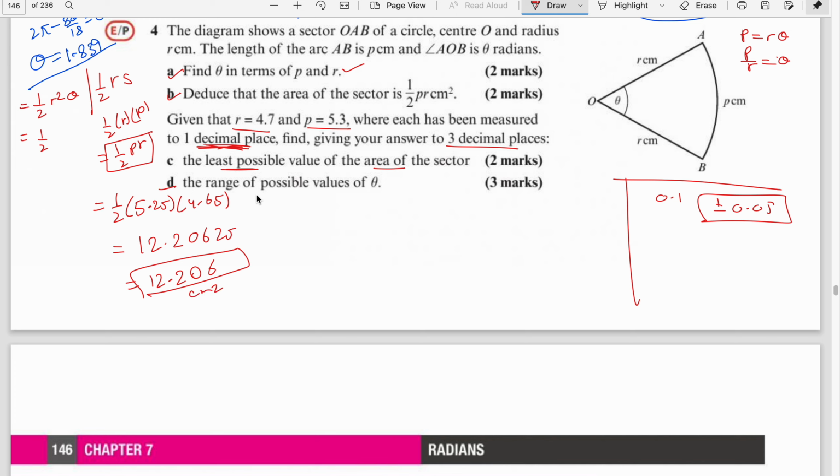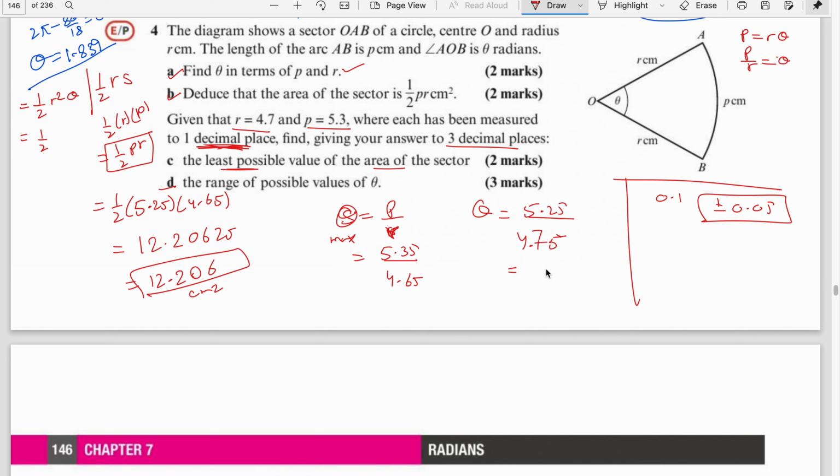For D part, the range of possible values of θ. We already had θ = P over R. Now the maximum value would be when we use the maximum value of P, which is 5.35, and the least value of R, 4.65. This gives us the maximum value of θ. For the least value, we use the lesser value of P, 5.25, and the greater value of R, 4.75.